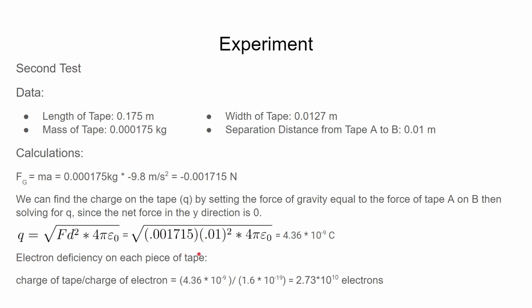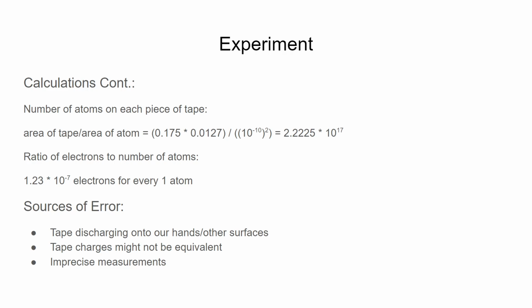I did this here. The electron deficiency on each piece of tape was the charge of tape divided by the charge of the electron, which in our case was 2.73 times 10 to the 10th electrons. Calculations continued. Number of atoms on each piece of tape was solved for by the area of the tape divided by the area of the atom, and this was 2.2225 times 10 to the 17th atoms. Ratio of electrons to number of atoms: we had 1.23 times 10 to the negative 7th electrons for every one atom, and our sources of error were the tape discharging onto our hands/other surfaces, and tape charges might not be equivalent, as well as imprecise measurements are always a factor.